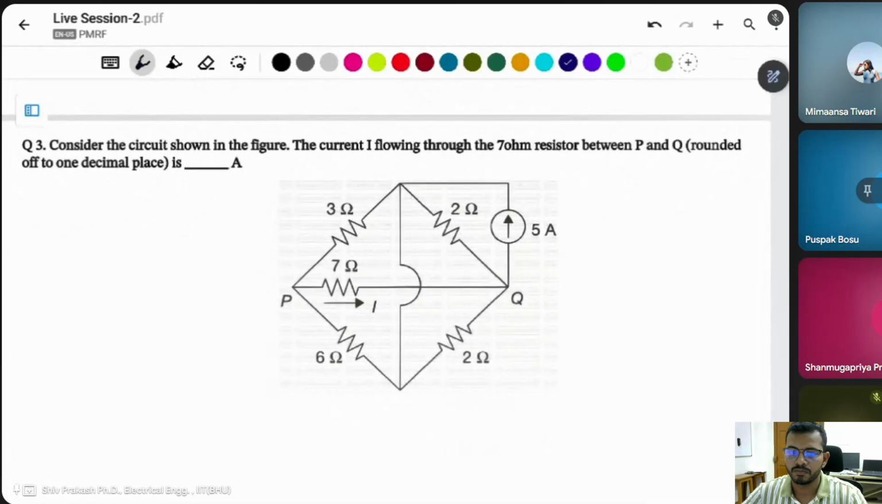So, next question. Consider the circuit shown in the figure. It asks for the current I flowing through the 7 ohm resistor between P and Q, and a 5 ampere current is given in this branch. Then how can you solve this type of question?